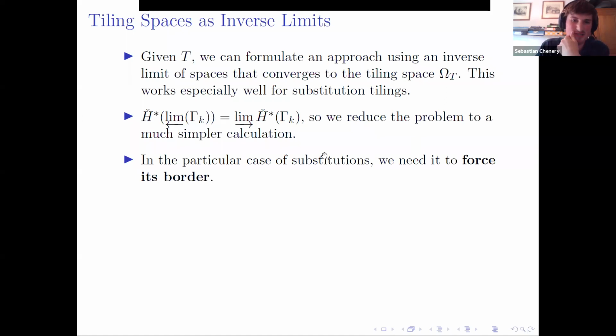And so we're going to reduce the problem to a very simple calculation of direct limits. And for substitutions, this is a great idea. The only thing is that we need it to force the border. And what this means is that a tiling forces the border if there's a number n such that if I iterate my substitution n times, I'm guaranteed to know what all the tiles bordering this nth substitution will look like, given the tiles that I started iterating on.